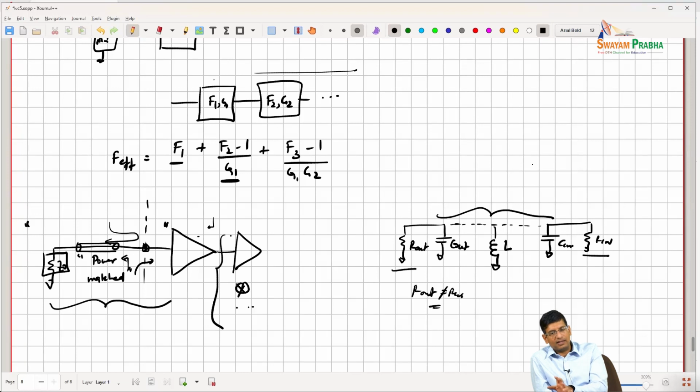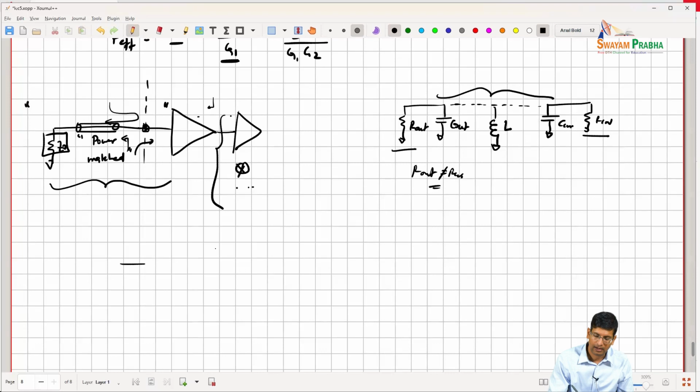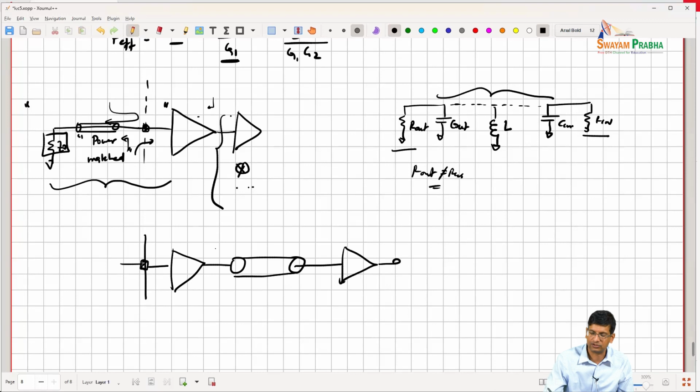So yes, I'm not conjugate matched, but I'm close. It may not be terribly bad. But where I need to consider even matching at the output stage, if I'm operating in a world where, similar to the input stage, I have the LNA, and then there is some kind of interconnect that is going to the next stage, right?